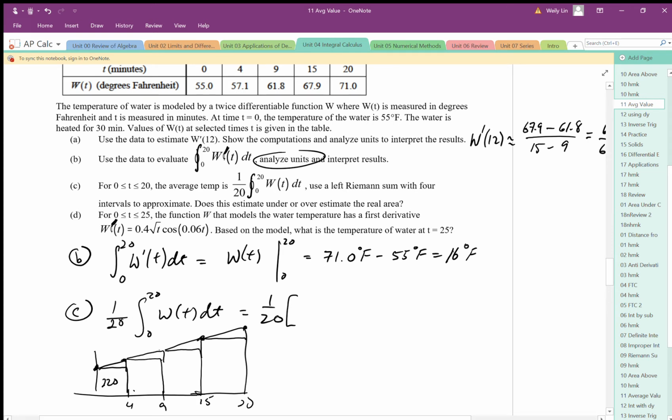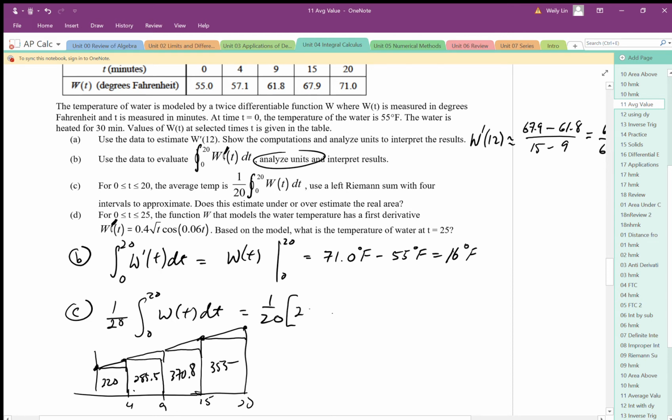Okay, I'm getting 285.5 here. The next interval width is 6, and the interval height is 61.8. So that's 370.8. Okay, and the last interval has a width of 5 and a height of 71 degrees Fahrenheit, so 355.